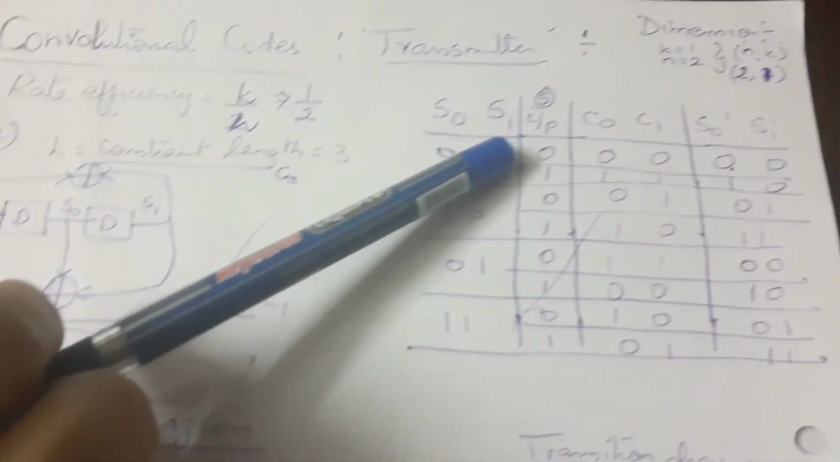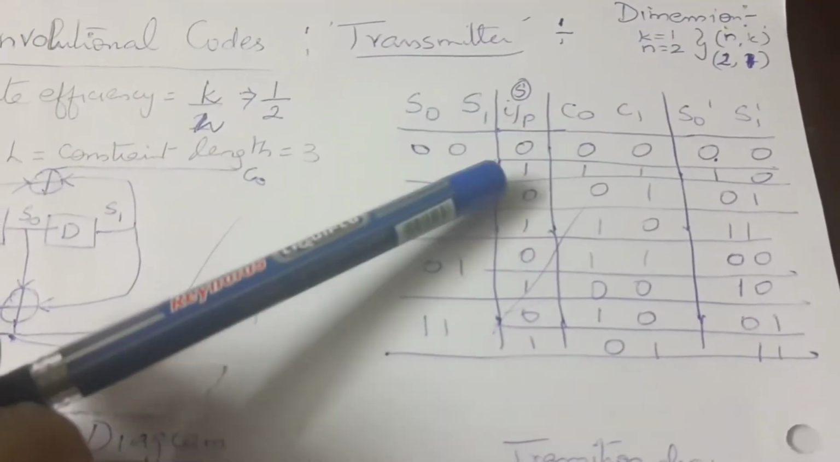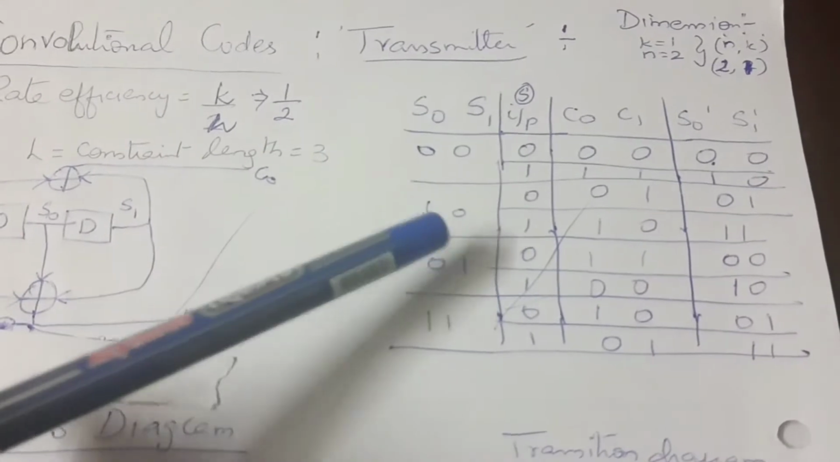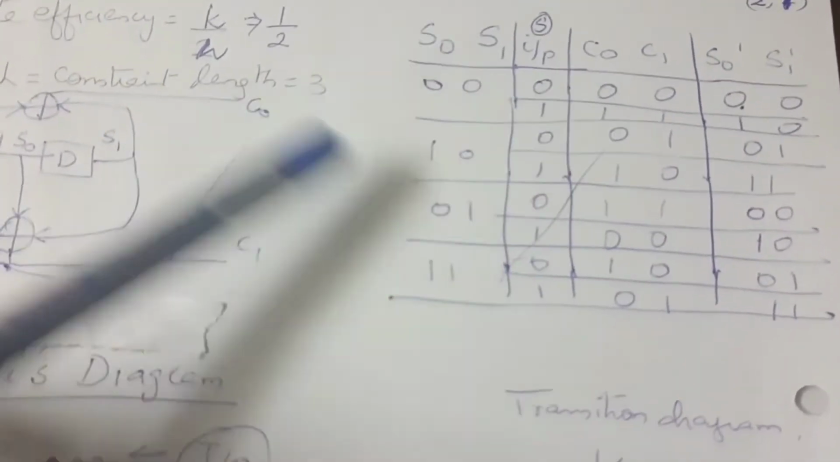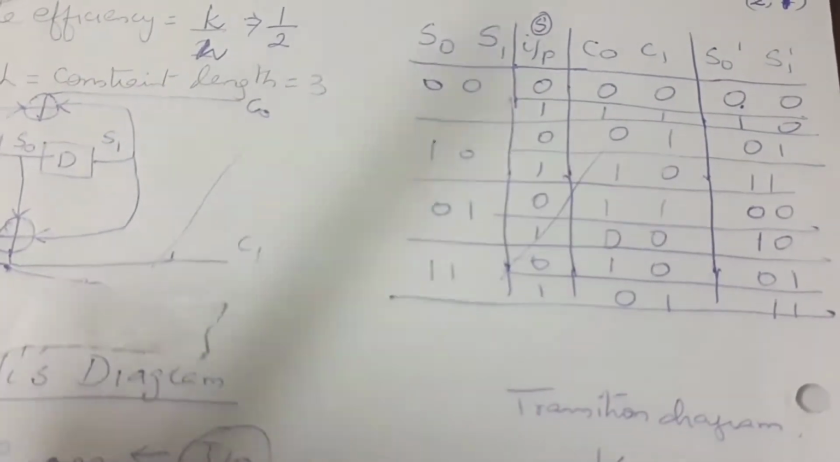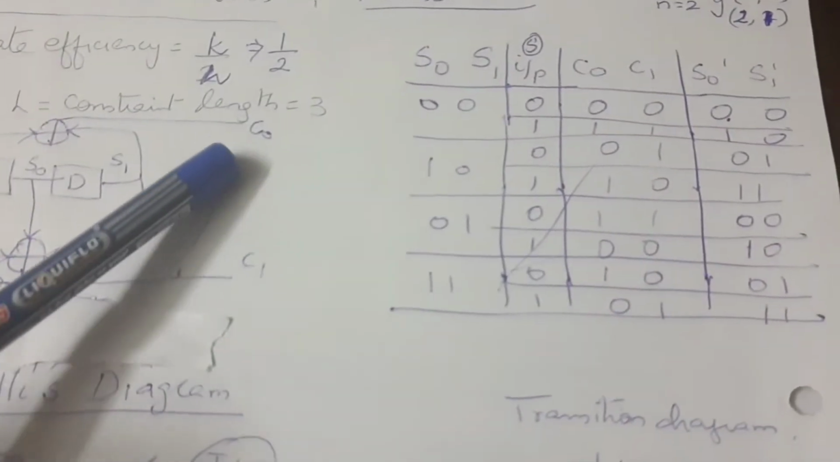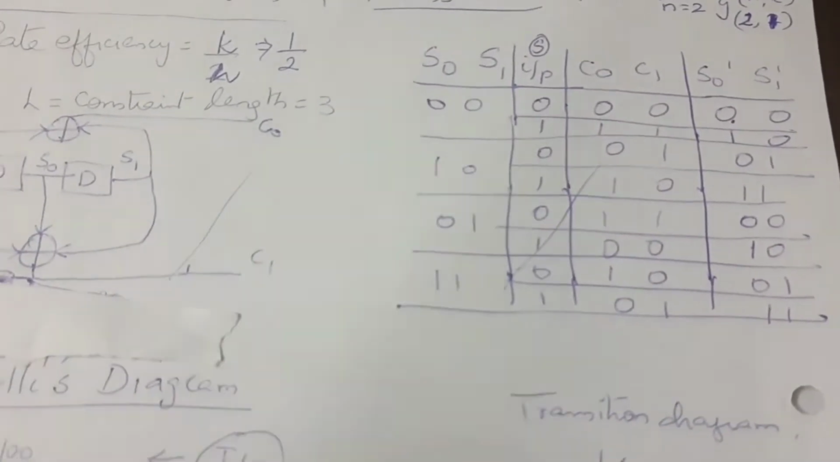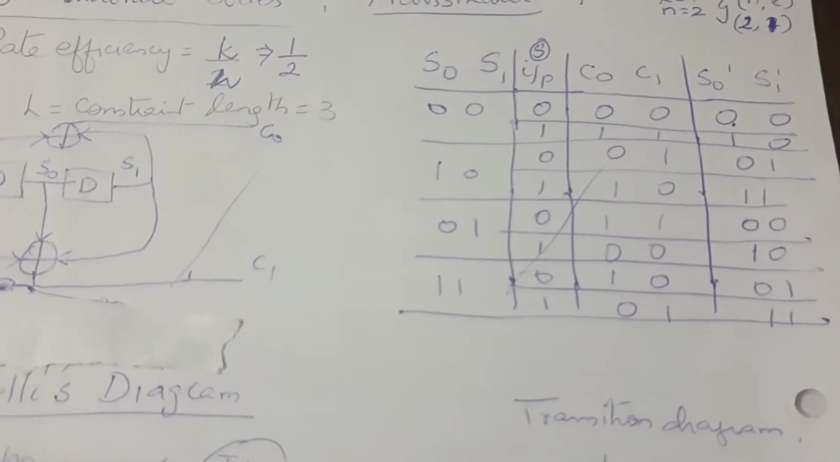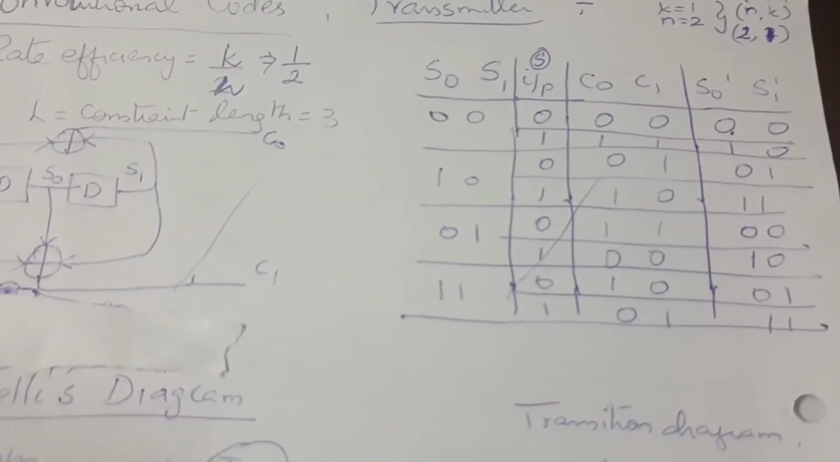Input you are going to have only 2, either 0 or 1, for this state. For the next state again 0, 1. Similarly for this state 0, 1 input. For 1 1 state, 0, 1 input. So how to generate your output? C0 and C1 are the output conditions generated from the shift registers.